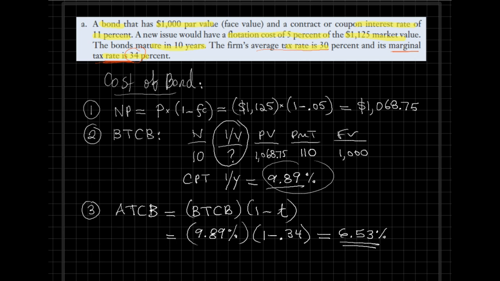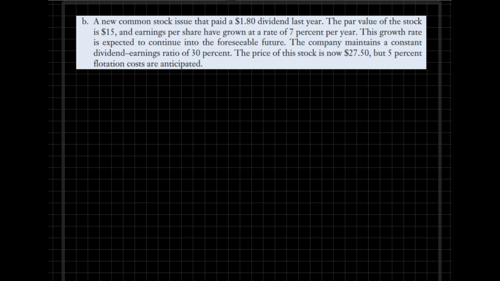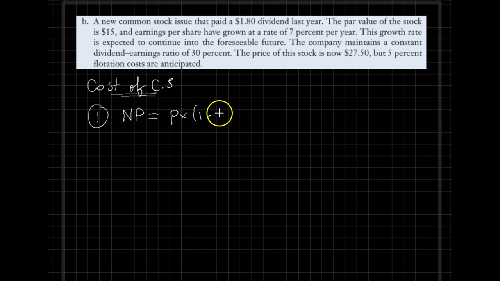Now for the second part of the problem, part B, this time the firm is issuing common stock. When we calculate the cost of common stock, a new issue particularly, that consists of making two calculations. The first calculation is figuring the net price, and based on the givens in the problem, the net price would be just the market price times 1 minus the flotation cost.